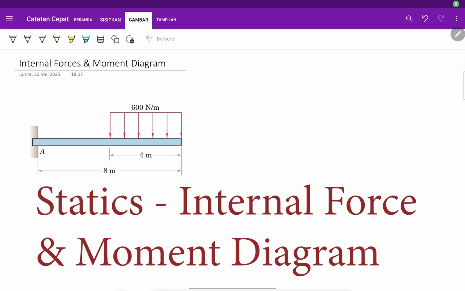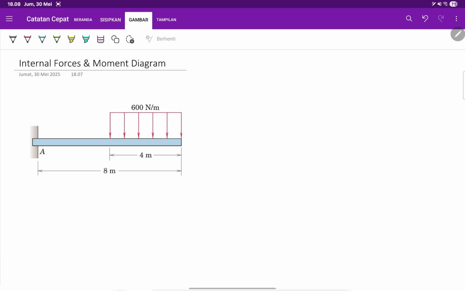All right, good morning, everyone. So let's continue working on internal forces and moment diagrams. In this problem, you have a cantilever beam that is loaded with a distributed load that has a height of 600 Newton per meter. Okay, so now let's start by making a free body diagram.